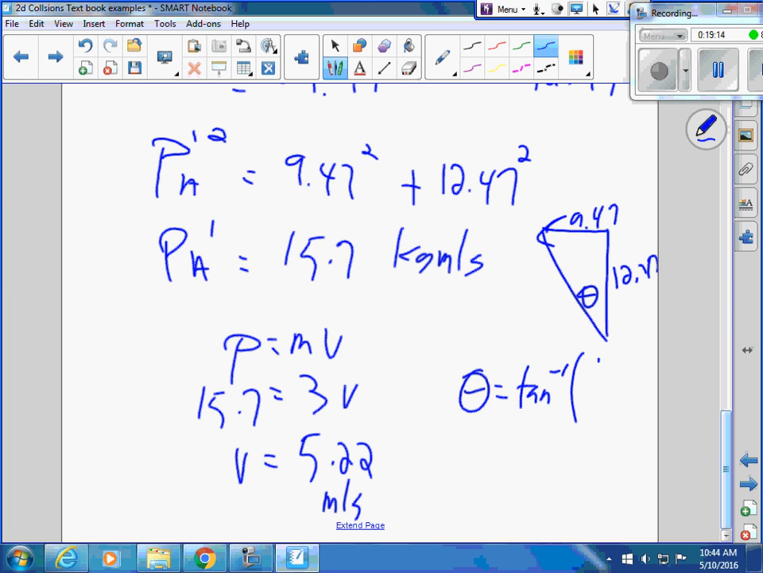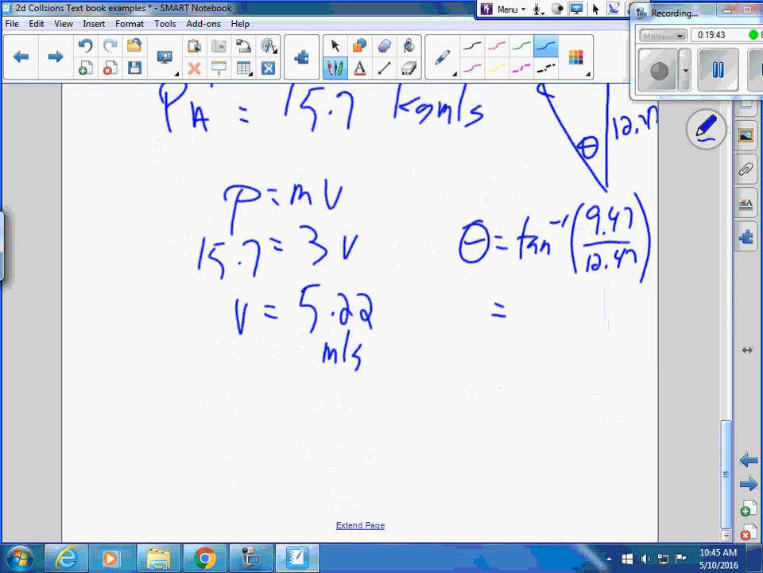Inverse tan, 9.47 over 12.47. By the way, you know what would be really helpful on the test if you could just all get it right, then it's a whole lot easier to mark. Can you teach us to get it all right? Good point. Kidding, I'm kidding. I get, that sounds about right. North 37 west.